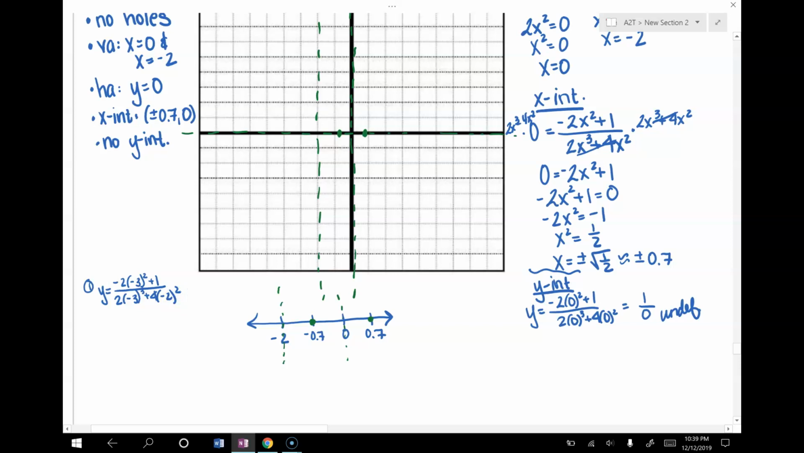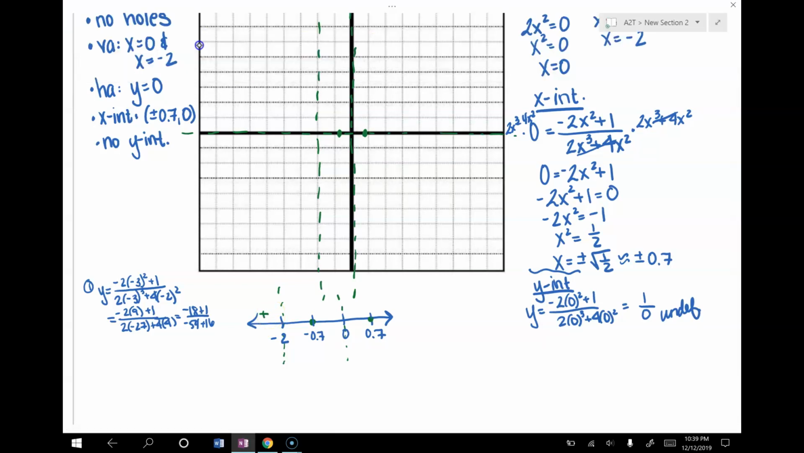Now it doesn't matter what the numerical value is, it matters what the sign is. Okay, so you could use your calculator, not opposed. We have -2 times 9 plus 1 all over 2 times -27 plus 4 times 9. Okay, it looks to me, if we have -18 plus 1 and then -54 plus 36, that both the numerator and the denominator are negative, which means this is going to be a positive. I'm going to be above my x-axis.